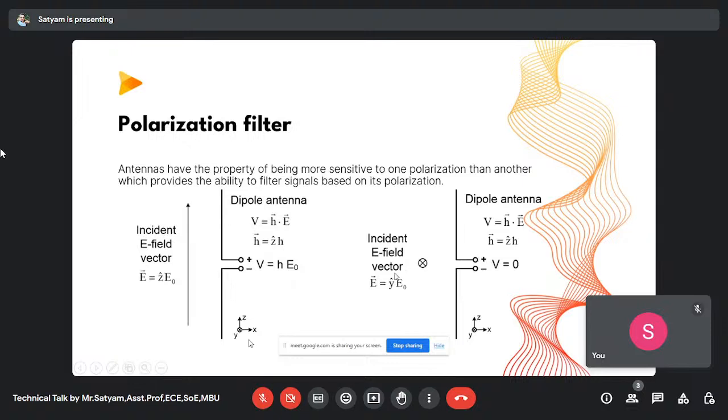Why? Because the electric field here is oriented along the y direction, and here it is along the z direction. Only when the electric field is oriented along the same direction as the dipole antenna will we get the terminal voltage. So that is what polarization means. Polarization is the spatial orientation of the electric field at a particular time. So that is the polarization filter.